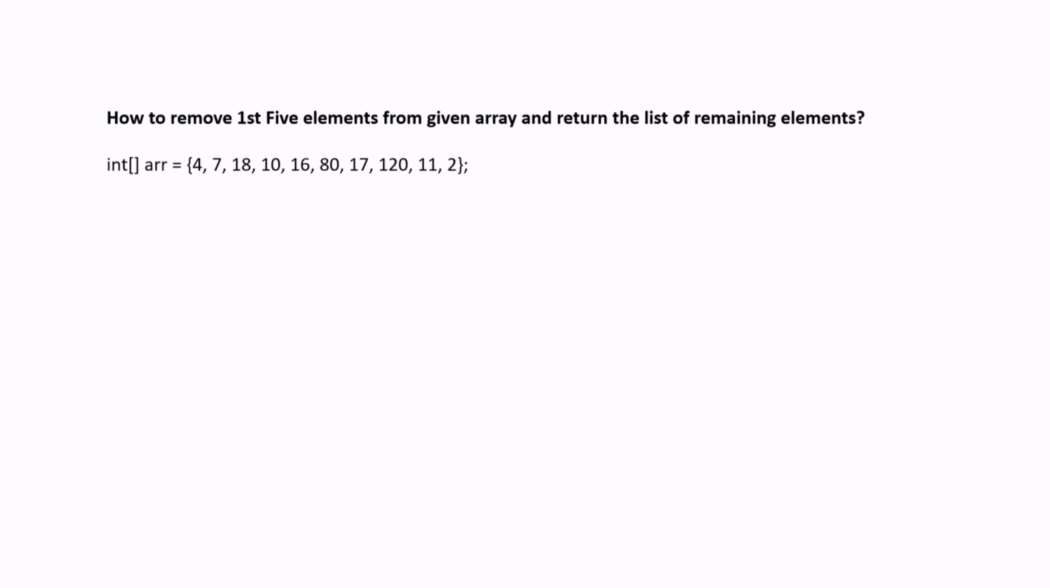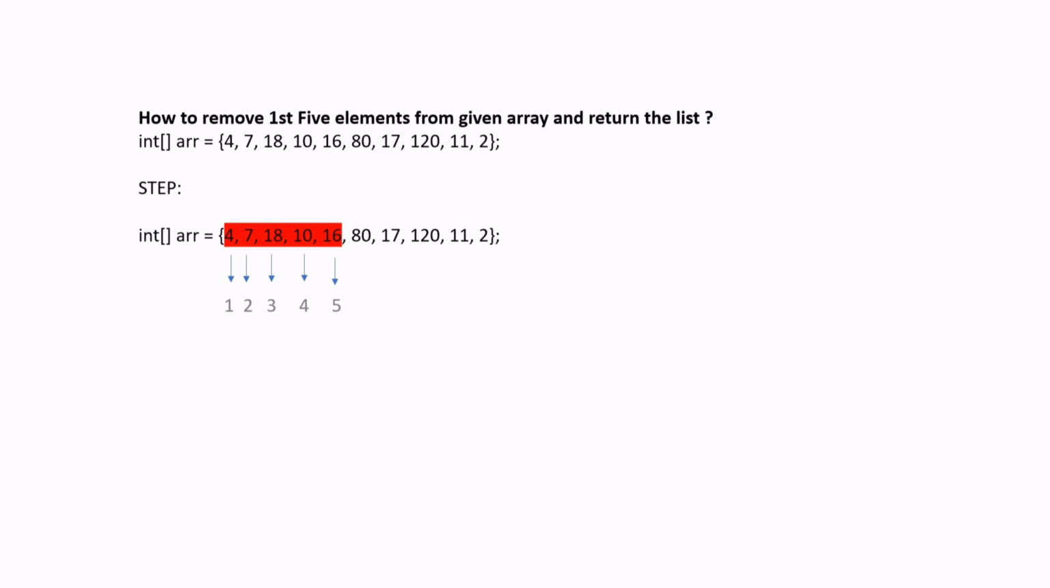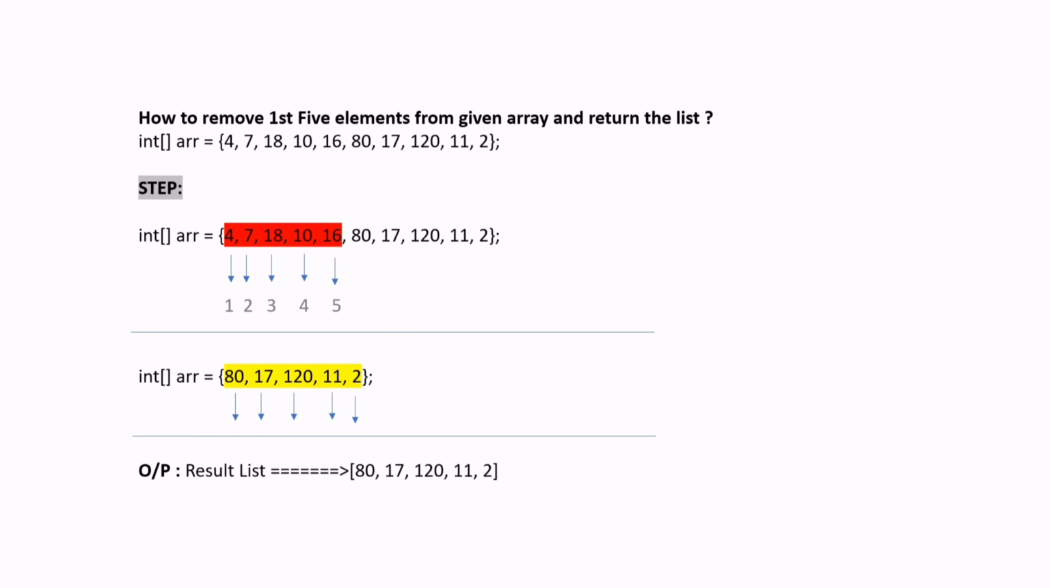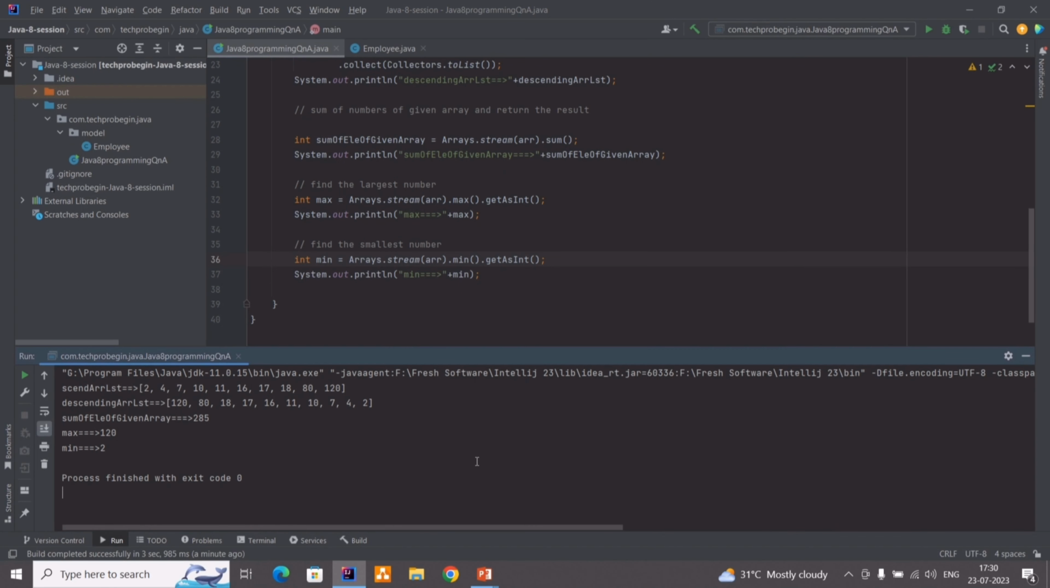Let's see the step by step in the presentation itself. So as part of the first step, we are going to remove the first highlighted elements, and then as part of the next step, whatever remaining elements are there, we are going to return as a list. Okay, let's see in the IntelliJ how to solve this.